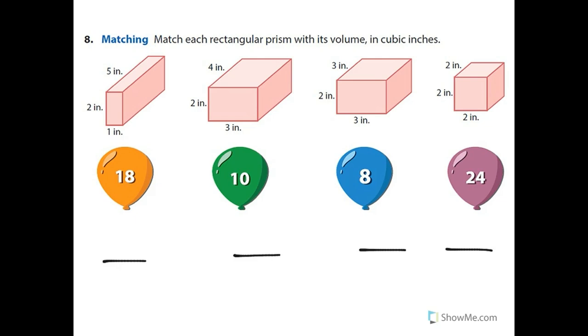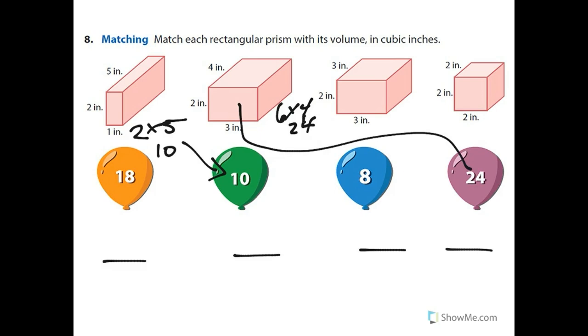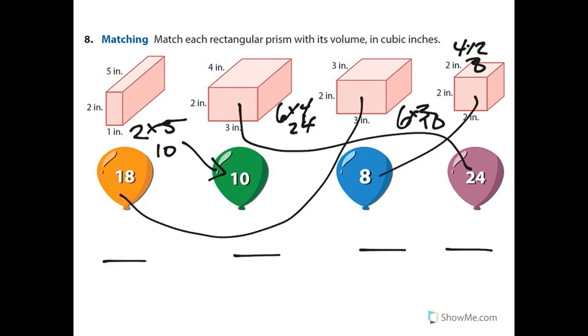All right, so 1 times 2 is 2, and 2 times 5 is 10. So that's right here. 2 times 3 is 6, and 6 times 4 is 24 over here. 3 times 2 is 6, and 6 times 3 is 18. It's over here. 2 times 2 is 4, and 4 times 2 is 8. Right there. All right. Hopefully a lot of you got that one.